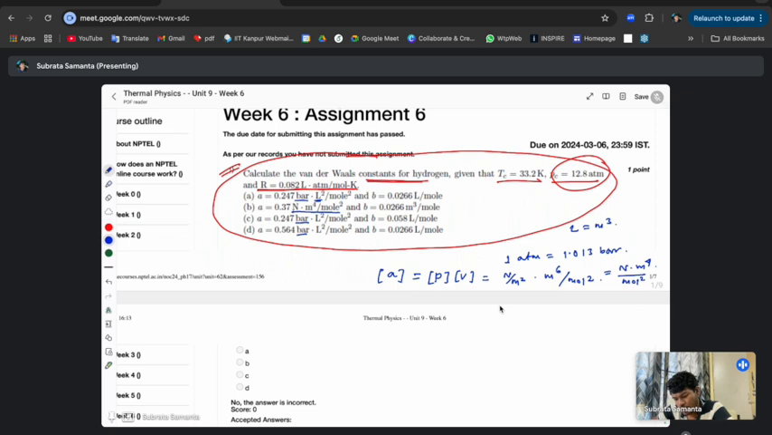Sorry, n square a over v square is basically your pressure. So n square a over v square is pressure, and this is v square, and v is m cube, so that's why m to the power 6, and that's correct. So this unit is also correct. Newton meter to the power 4 per mole square is also correct.